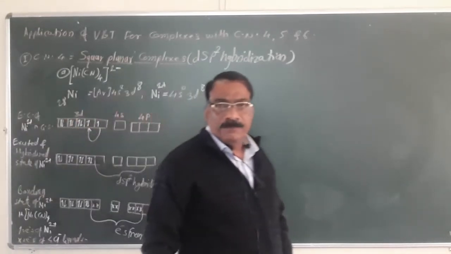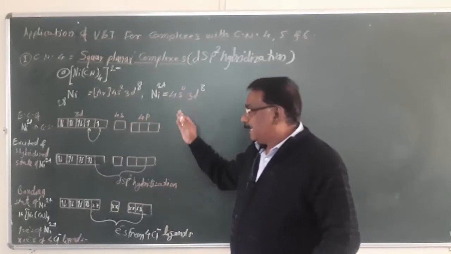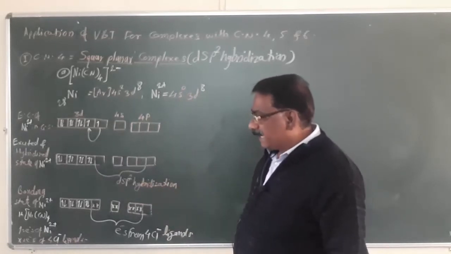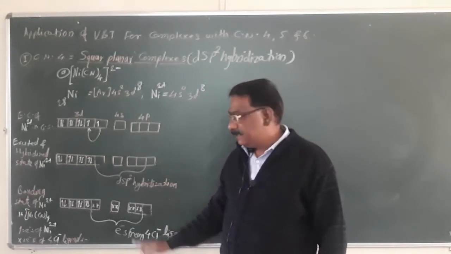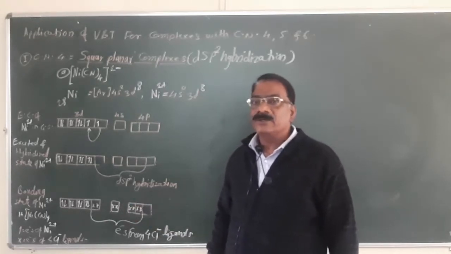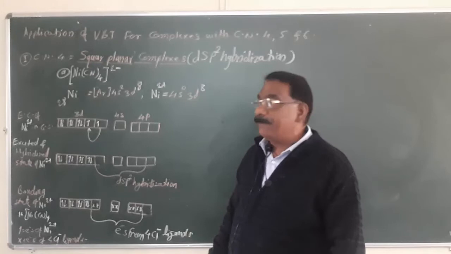When we observe this valence bond picture, it is clear that there is no unpaired electron. As there is no unpaired electron, this complex is diamagnetic.